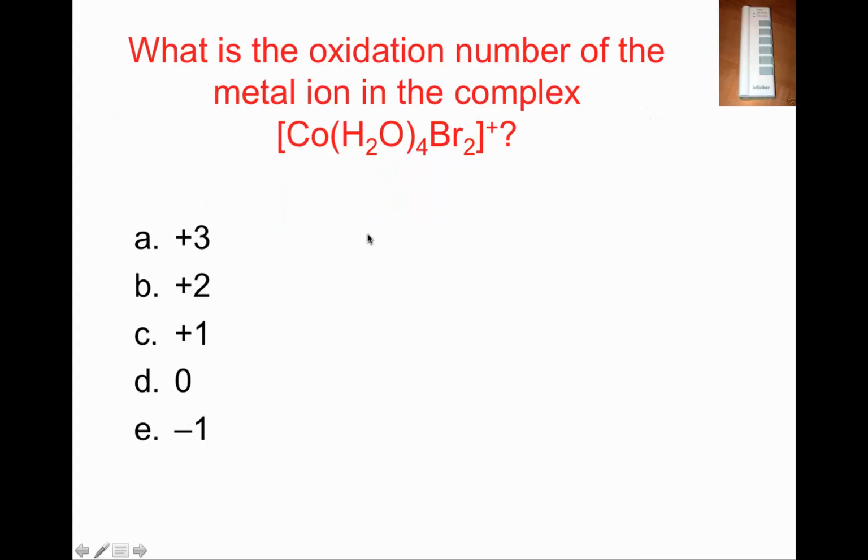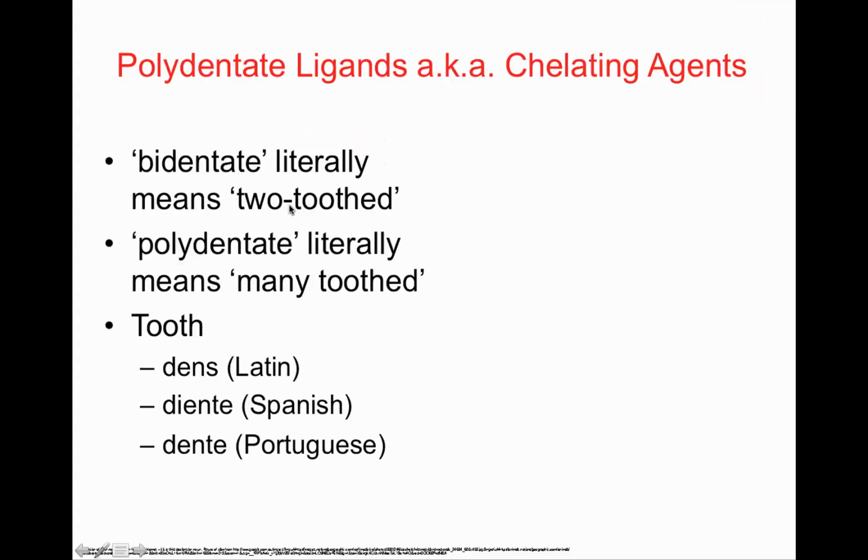Okay, what is the oxidation number of the metal ion in this complex right here? Again, we should be able to break these complexes down and say water is a neutral ligand. Bromide has 1 negative charge each, so I have -2 here. Overall, there's a net positive charge on this complex. So cobalt must have a +3 charge. So again, fairly straightforward here. So let's now move on.